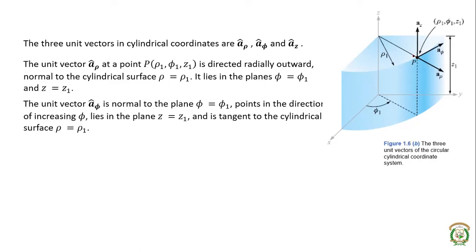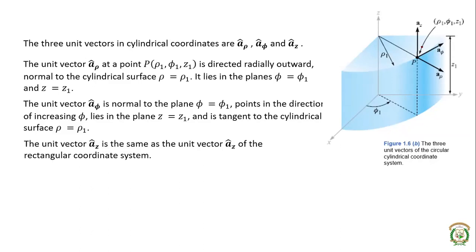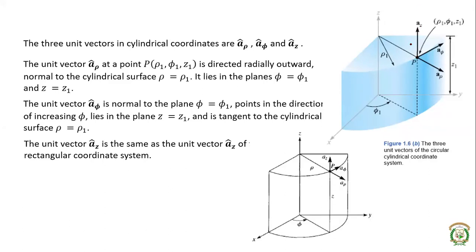The next unit vector is az, which is the same as you have seen in the rectangular coordinate system. It is moving upwards in the top direction. So the same thing can be visualized like this. It is one and the same. This is z, this distance is rho, and the angle made by this line is phi. You have to consider that angle from x-axis.